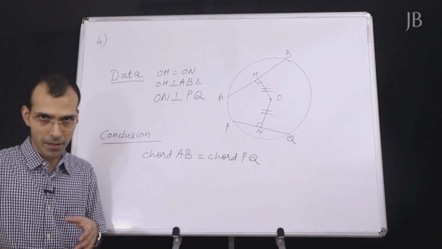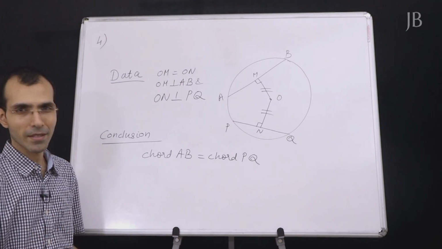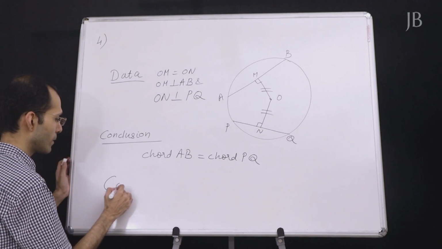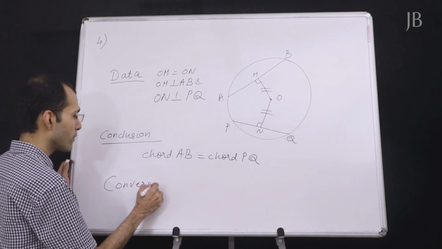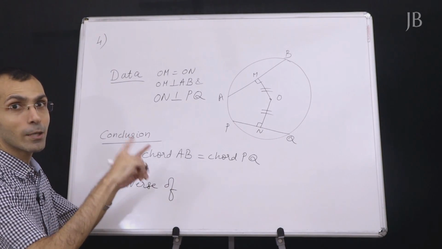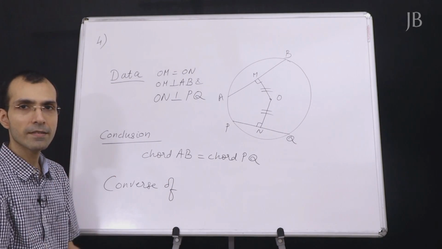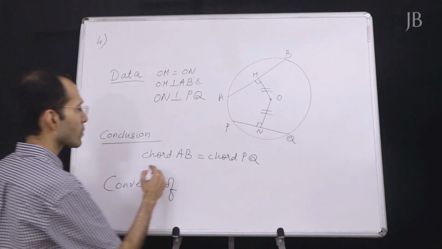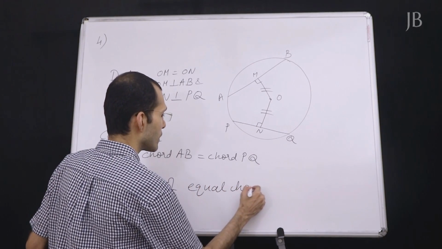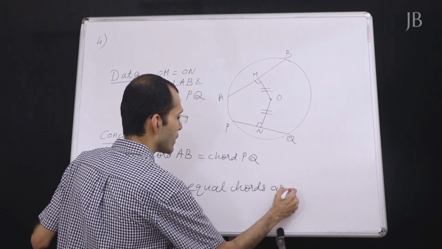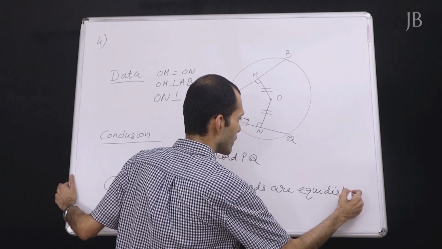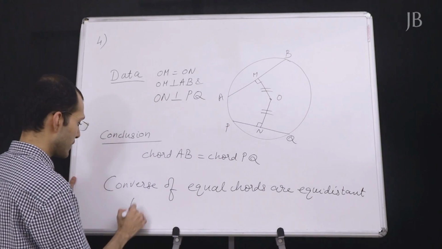But if you find this difficult, then what you do, you learn concept number 3 and just write converse of that. So we will write that way: converse of the previous concept. What was the previous concept? Equal chords are equidistant from the center. That is its opposite, converse. So converse of equal chords are equidistant from the center.